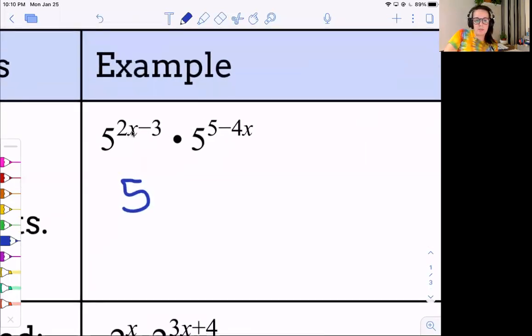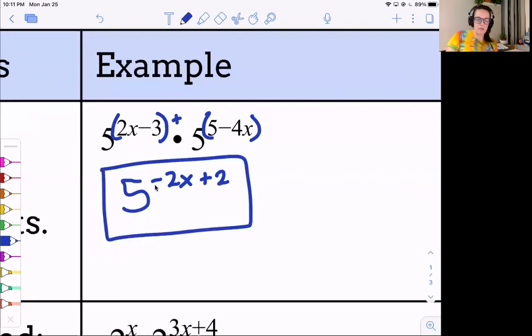And then I'm going to add my exponents. Notice I'm adding 2 binomials here. So I'm going to add 2x plus negative 4x would be negative 2x. And then negative 3 plus 5 would be positive 2, like that. There is a negative here. We'll deal with that later. But for now, this is as simple as we need to go.